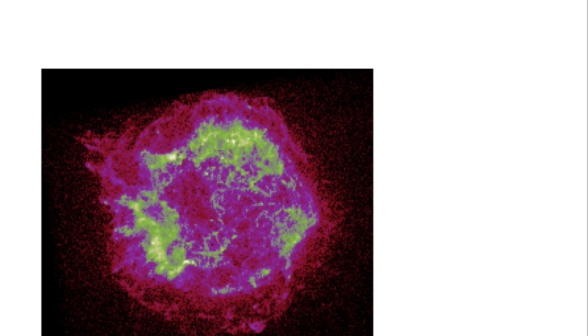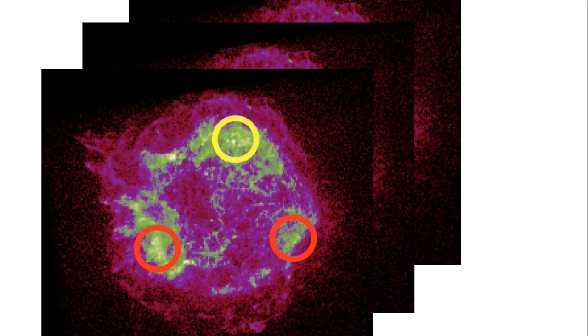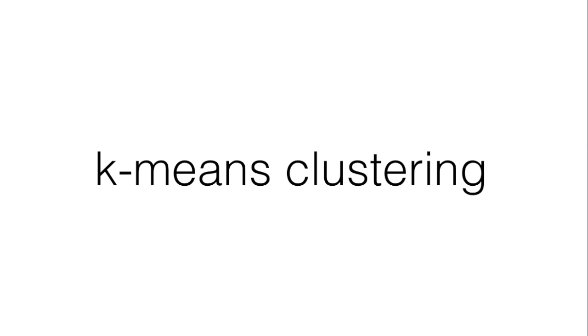In my project, I developed an efficient algorithm to identify regions with statistically significant color-light curves over space and over time. In other words, I found spots on Cas-A that were interesting. But how, you ask? The algorithm I used was k-means clustering.